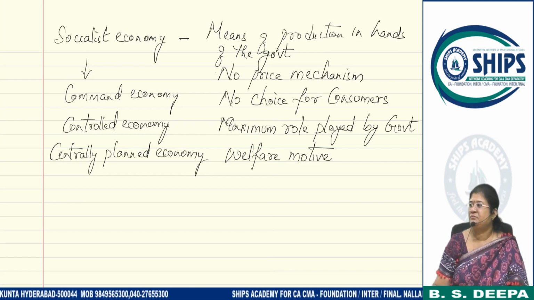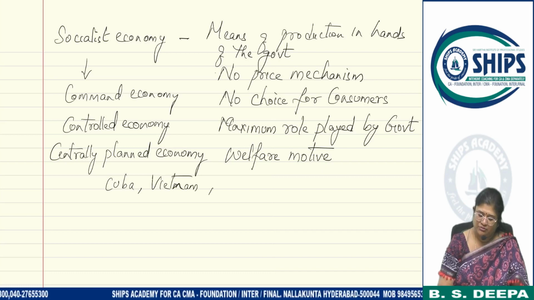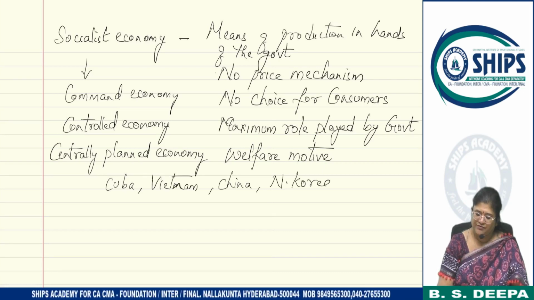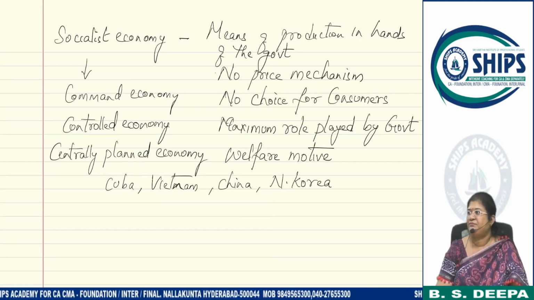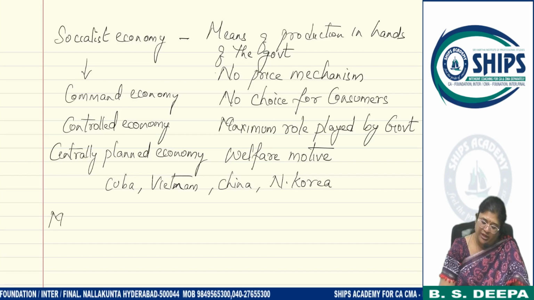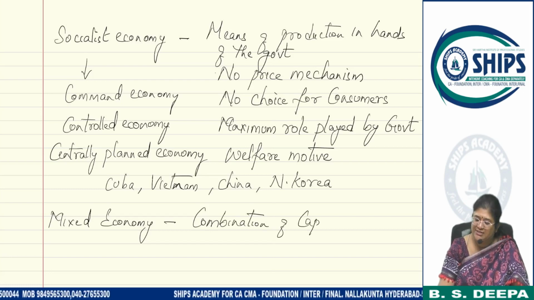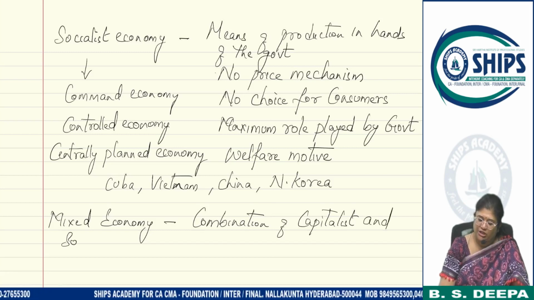The other names. So as I said, you find Cuba, Vietnam, China, North Korea are few of the countries which follow this socialist economies. Whereas if you talk about mixed economy, then it has a combination of both. Yes, combination of both capitalist features and socialist features.